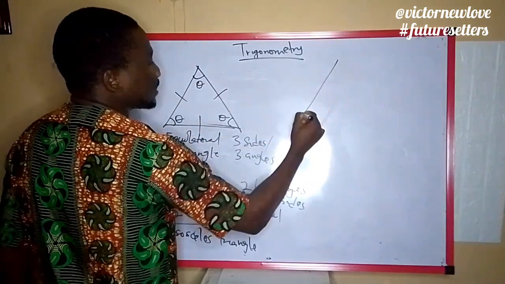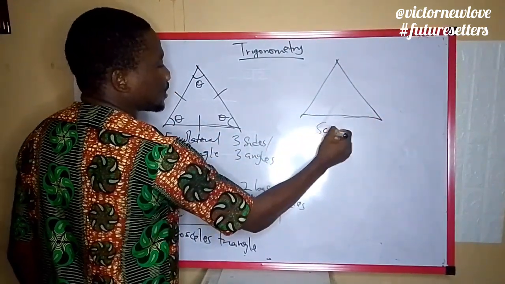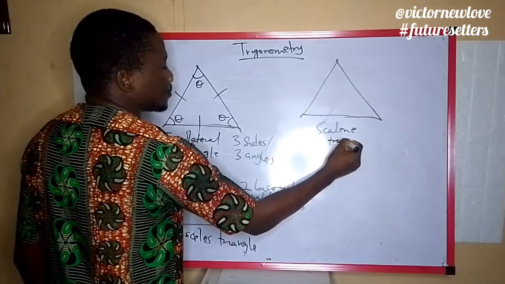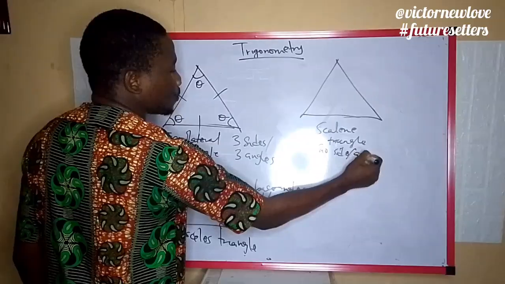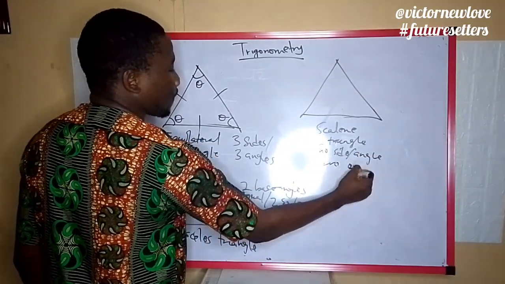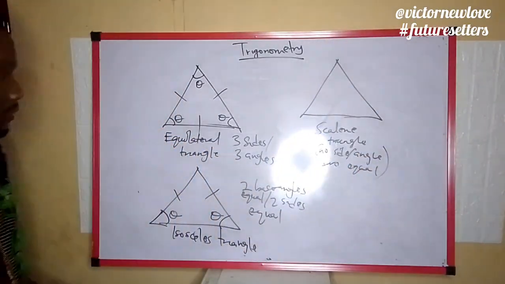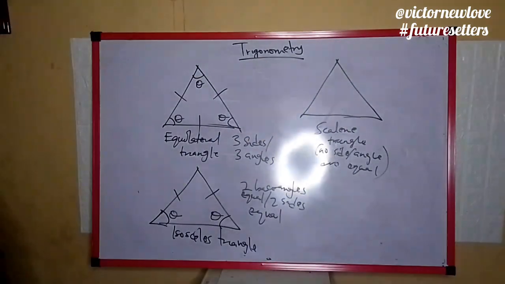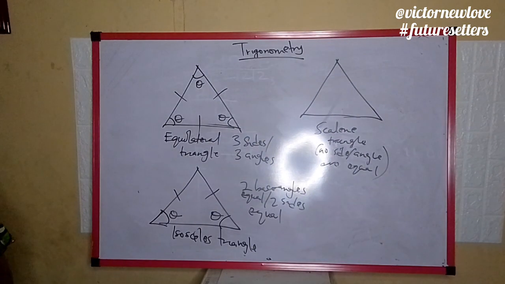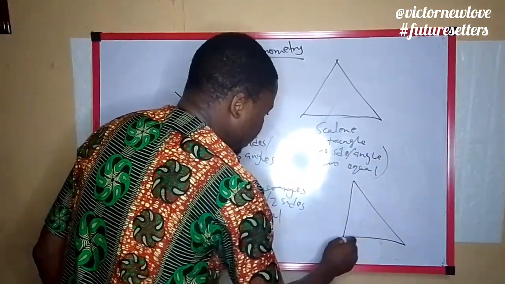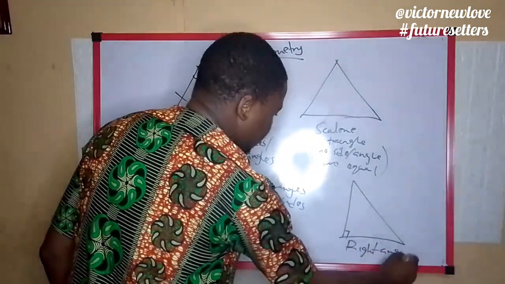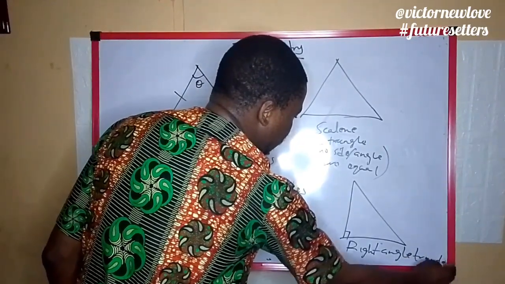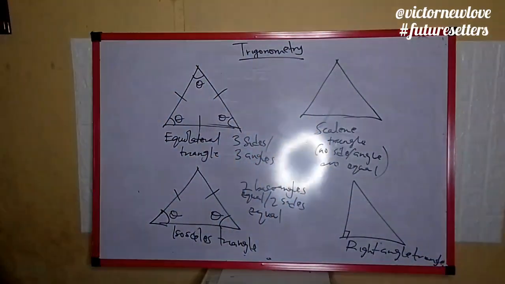Then another type of triangle is known as the scalene triangle. In a scalene triangle, no sides or angles are equal. So you have the isosceles, the equilateral, the scalene, then you have the right angle triangle. The right angle triangle has an angle of 90 degrees, and it follows a theorem which we are going to talk about later on.